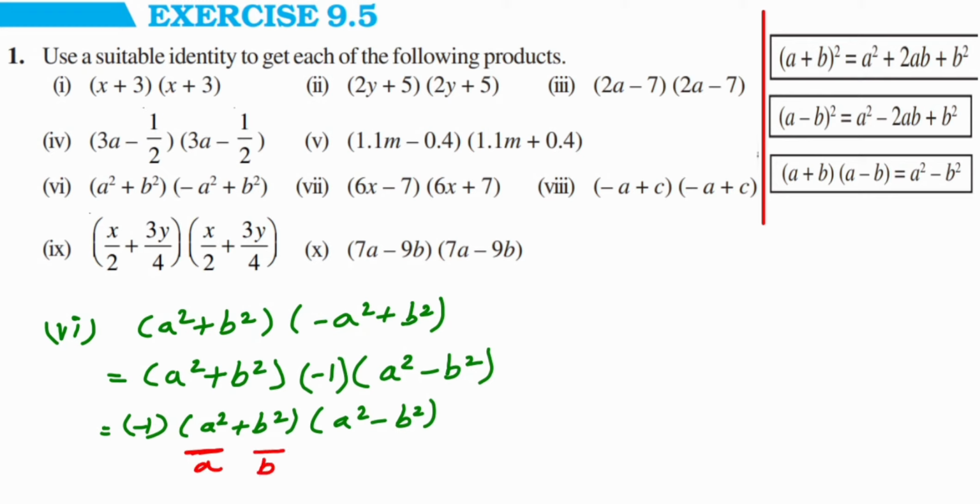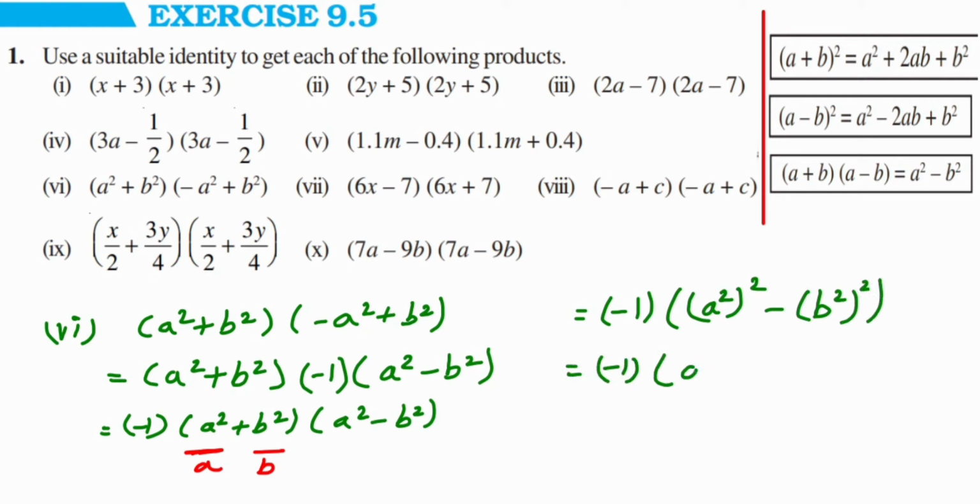So from here this is equal to minus 1, don't forget to write that. So it's a square minus b square. In place of a we have a square, so (a square) square, and minus b value is b square and again it's square. So this is minus 1 into (a to the power 4 minus b to the power 4).